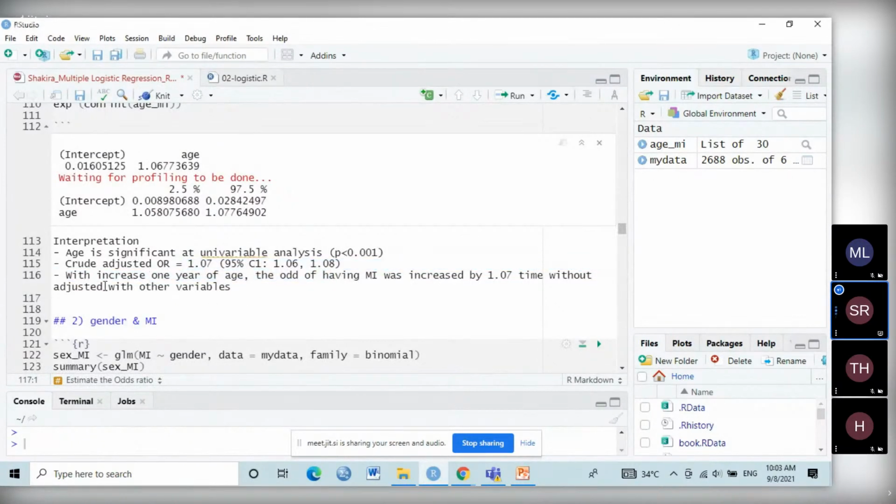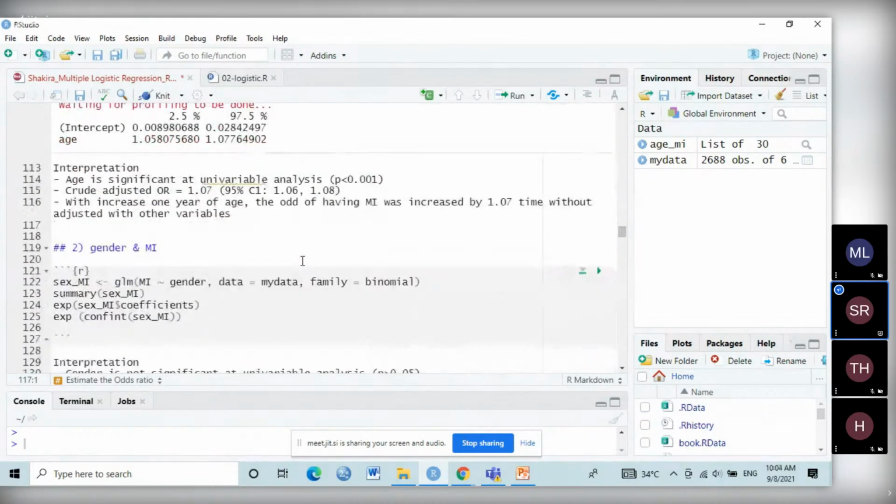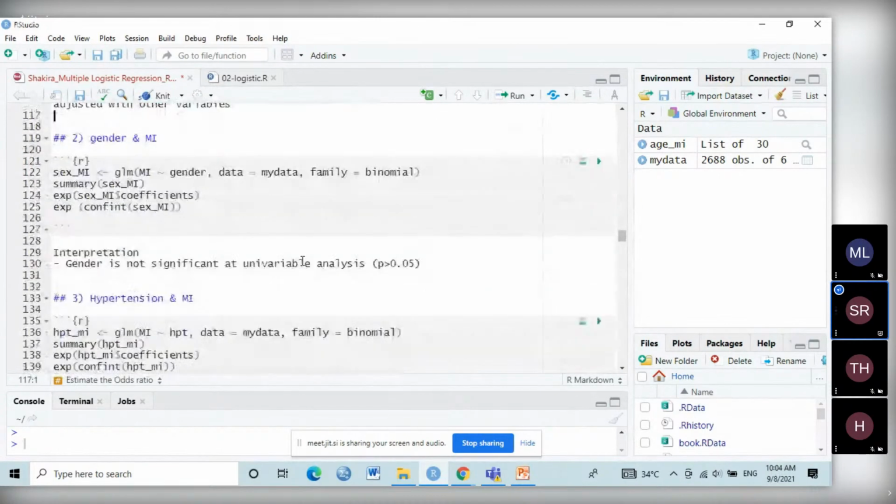Kita boleh interpret macam contoh macam ni lah, with increase 1 year of age, the odd of having MI increased by 1.07. Okay, without adjusted with other variable. Okay, so this is crude analysis. So kita kena buat satu-satu lah untuk semua independent variable.